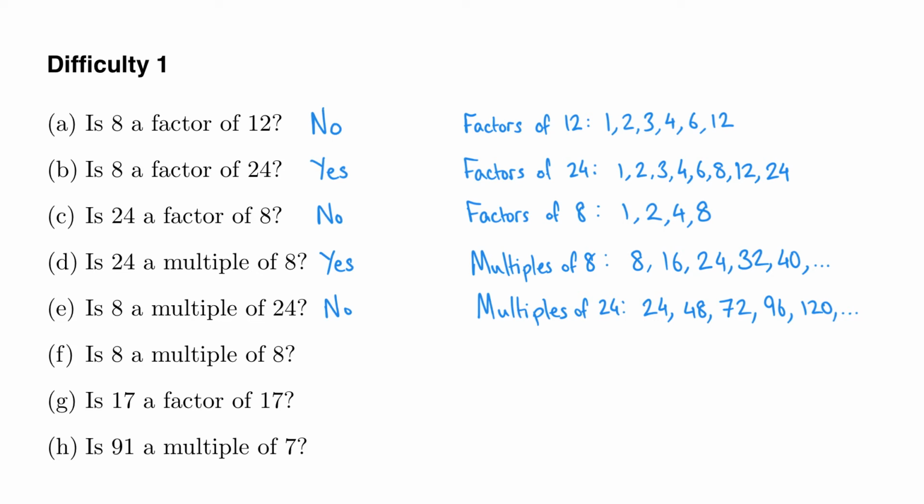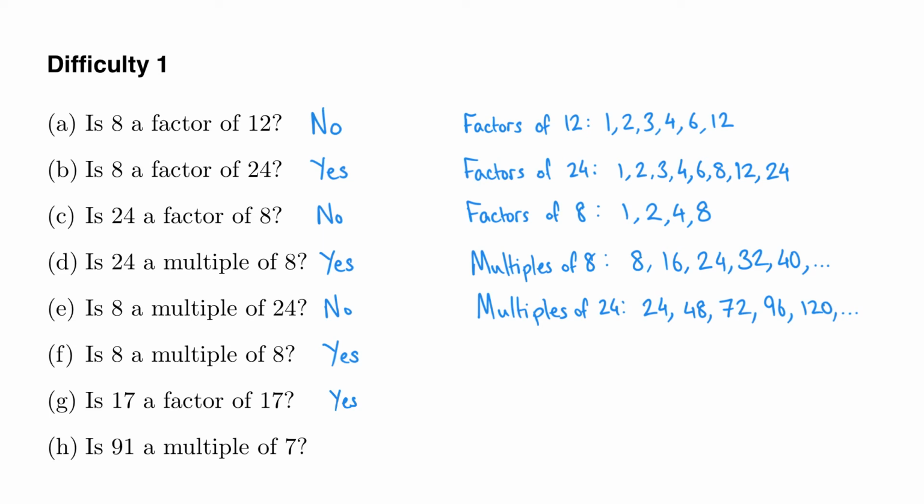In question F, we're asking if 8 is a multiple of 8. Is 8 in the 8 times table? Yes, it is. It's right here, looking at this list that we've already made. 8 is a multiple of 8 because it's in the 8 times table. So our answer is yes. In question G, we're asking if 17 is a factor of 17. And remember what we said, every number is a factor of itself, at least when we're talking about whole numbers. So the answer is yes.